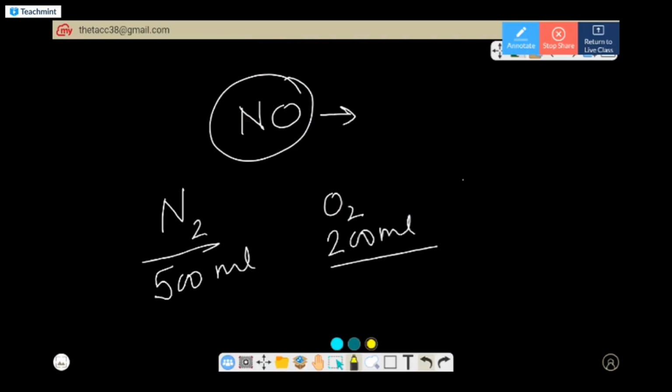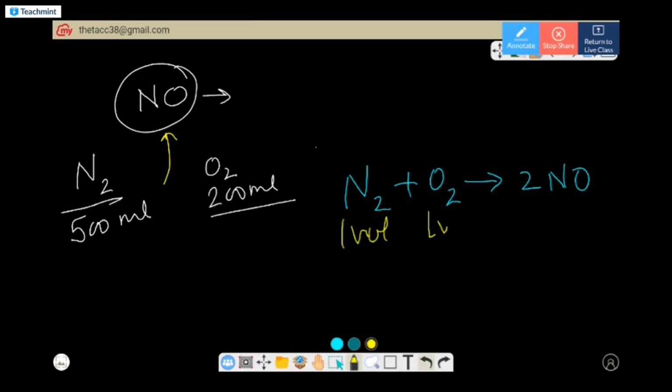So my question is how much nitric oxide can be formed? Okay, so the first work is to write the equation. So quickly tell me what is the balanced equation. Nitrogen N2 plus O2 gives you 2NO. Correct. What are the ratios for them?